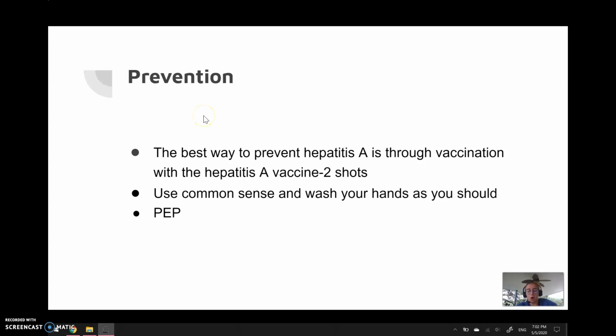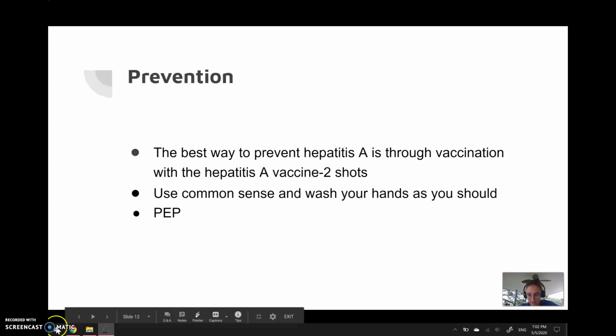Then there's something called PEP, which is post-exposure prophylaxis. What this means, as I mentioned earlier, is that within 2 weeks of exposure to the hepatitis A virus, you should get either a shot of immune globulin or the hepatitis A vaccine.